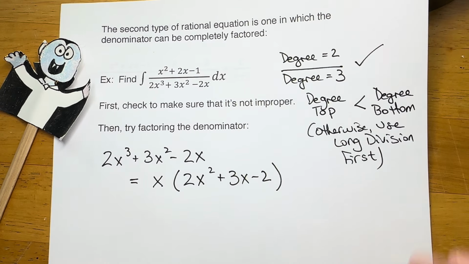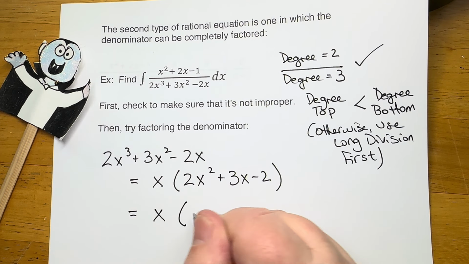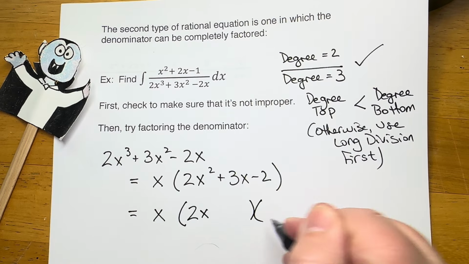Now, next up, I've got a quadratic. So you've got a couple of options. You can use the quadratic formula to factor this. You can use trial and error to factor this. You can use the AC method or the box method. There's the X method. There are a bunch of methods for factoring this. I'm just going to use trial and error because I am that old. And trial and error looks like this.